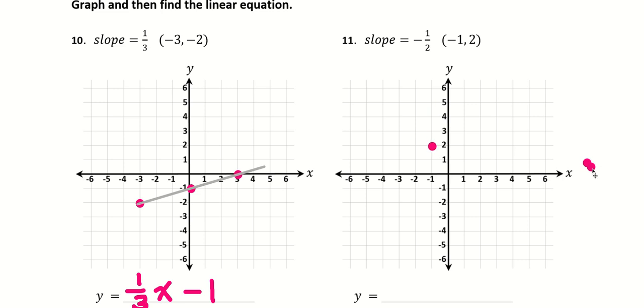So again, once again, over here, -1, comma 2. Plot that point first. That's known. And then what does the slope of -1/2 mean? Well, from this point, we know it's on the line, we're going to go down 1, but then right 2. Think of it as -1 and a positive 2.